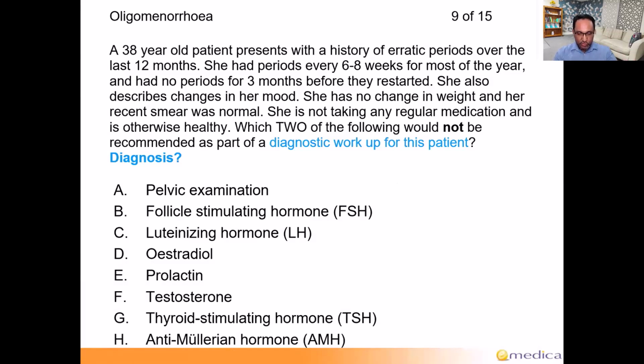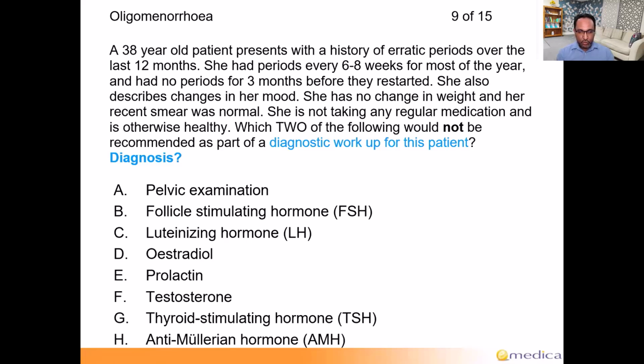Now, what makes it challenging is not just that it's a multiple best answer, and those are marked very strictly in the AKT. So you have to get both right to get 1 mark. If you get 1 right and 1 wrong, you get nothing. There are no half marks in the AKT. But this is also negatively framed. It's saying which 2 of these would not be recommended as part of the diagnostic workup for this patient.